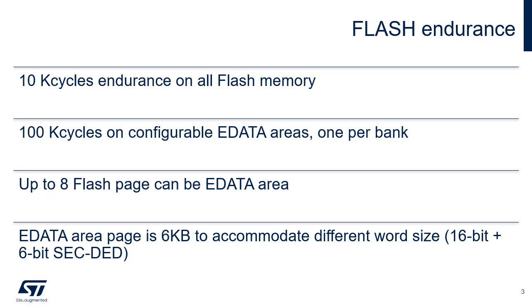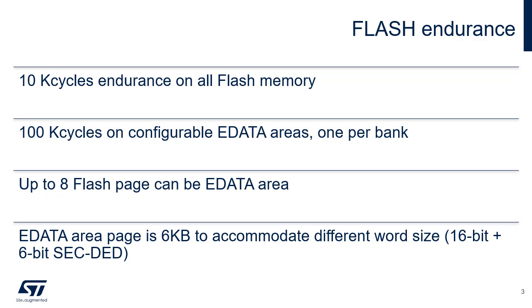Each program erase operation can degrade the flash memory cell. After an accumulation of program erase cycles, memory cells can become non-functional, causing memory errors. Endurance is an estimated maximum number of erase programming sequences that the flash memory can support without affecting its reliability.